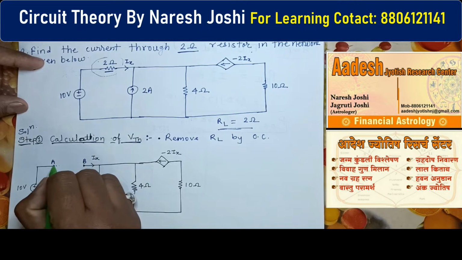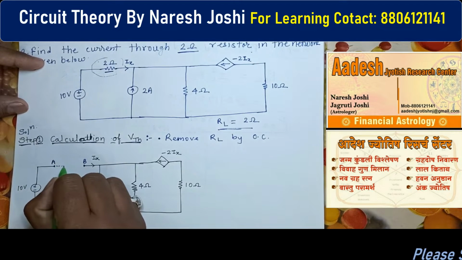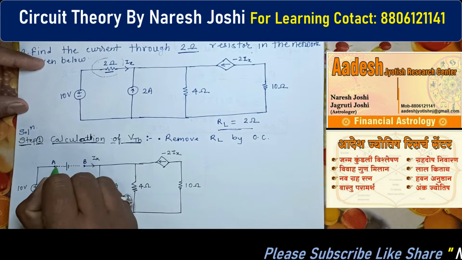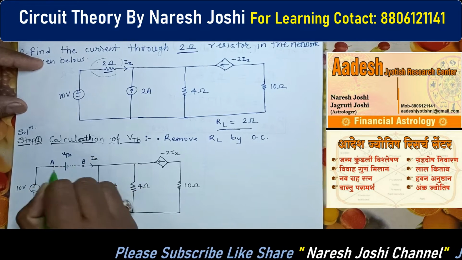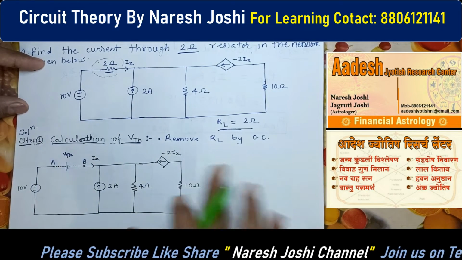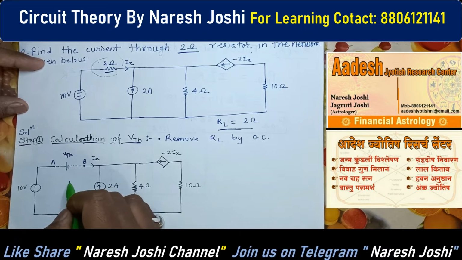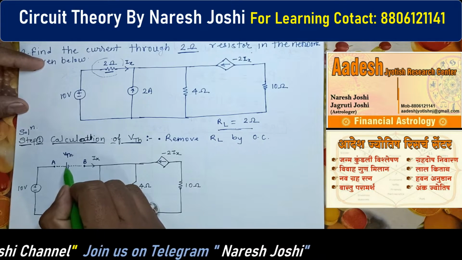Now we have to find the VTH across this terminal. I have connected this VTH across this. It is virtually connected, not exactly connected, because it is the open circuit. I have drawn it in a different color. Remember, this is open circuited, but here we have to find VTH.